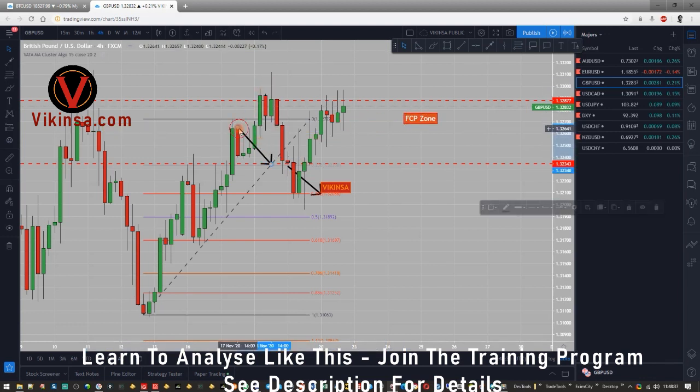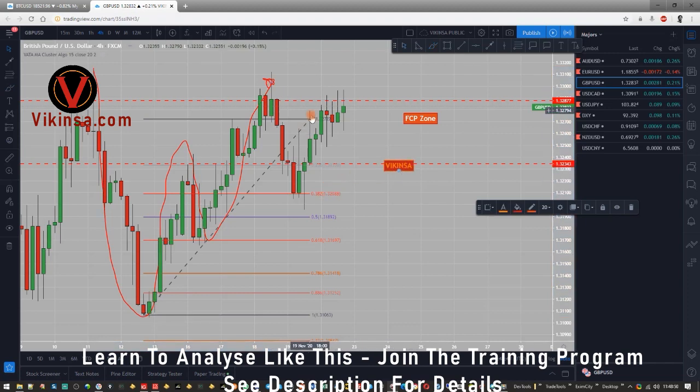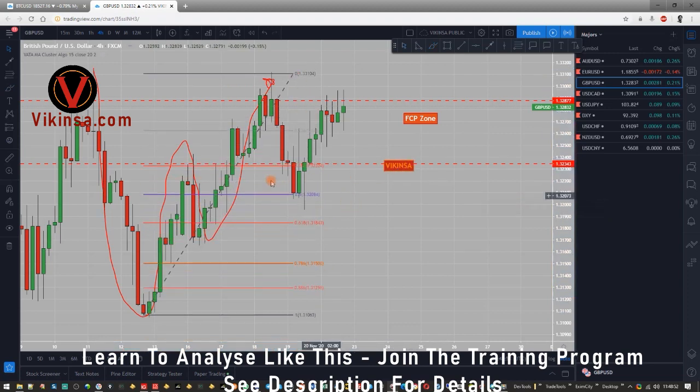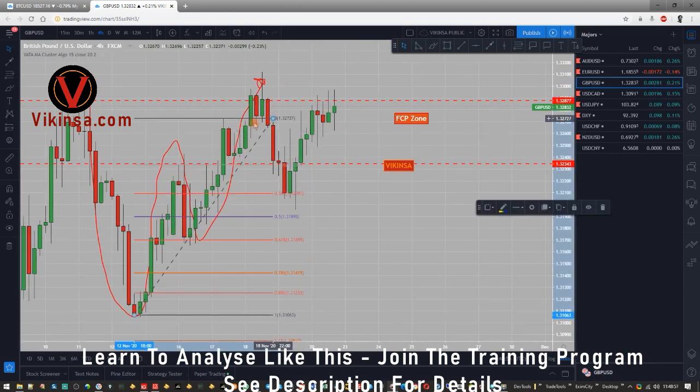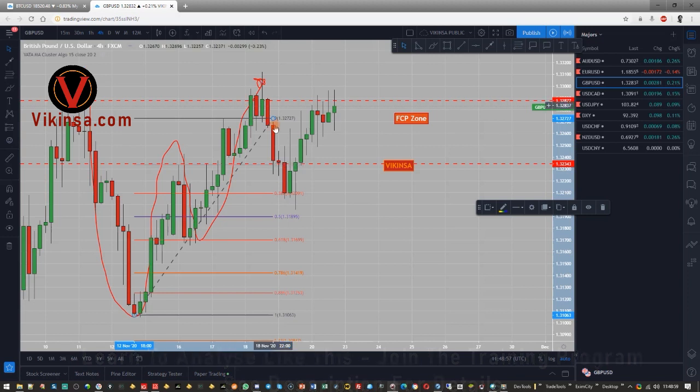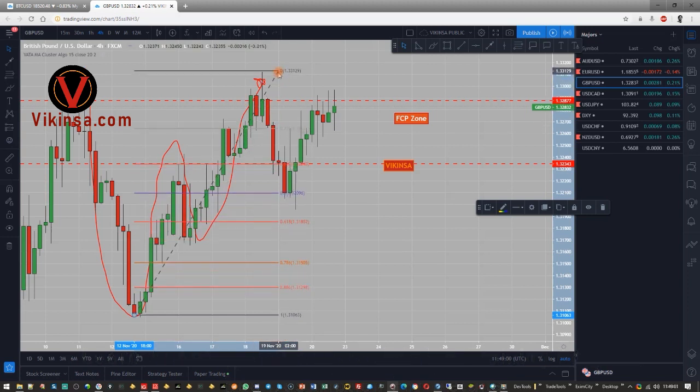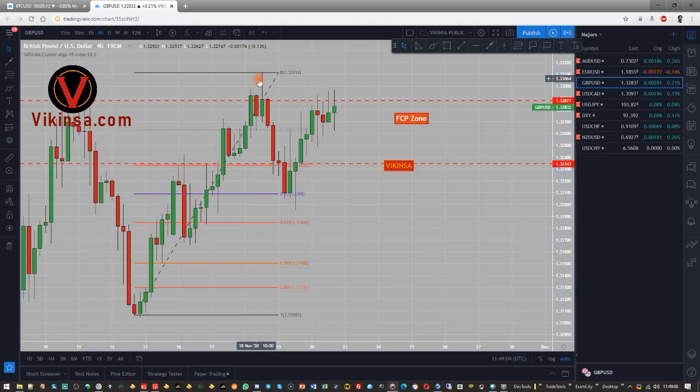But you see, in that process, we again have an FCP pattern here, and the market started to respect that. It fell down, went straight into this and then another one. Remember, we analyzed last week that this was going to be our profit target, and it has actually reached there, even though it did not quite fall from the FCP zone. Okay, so what do we have right now?